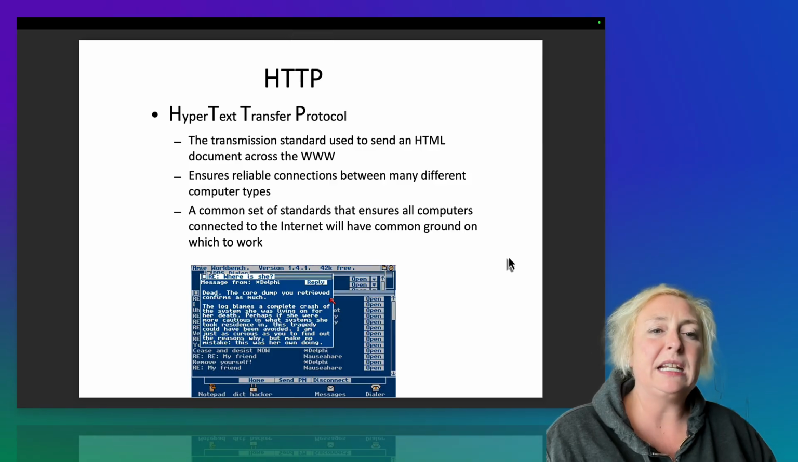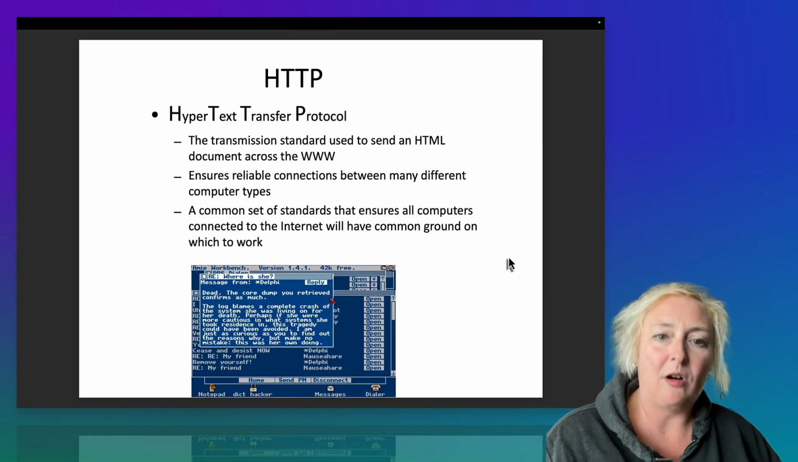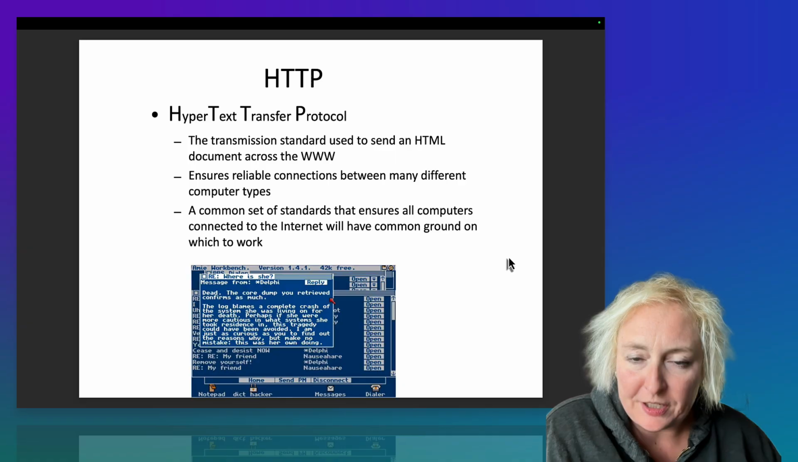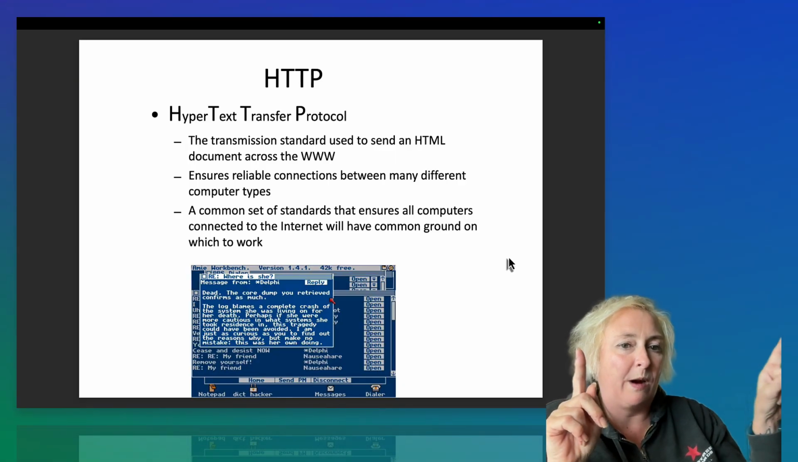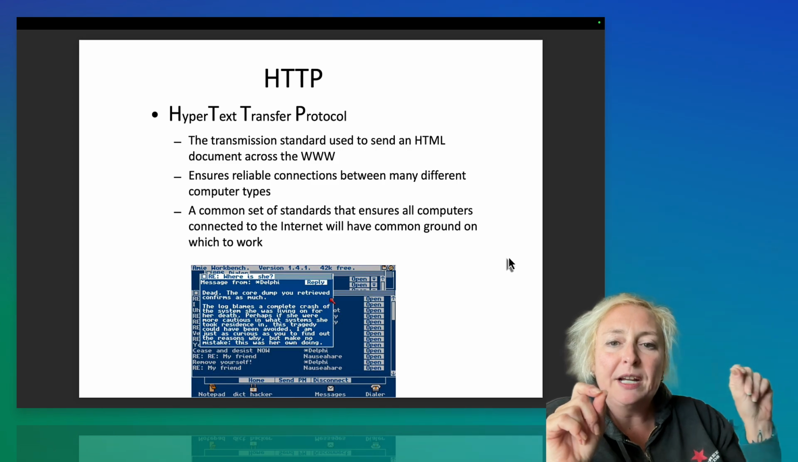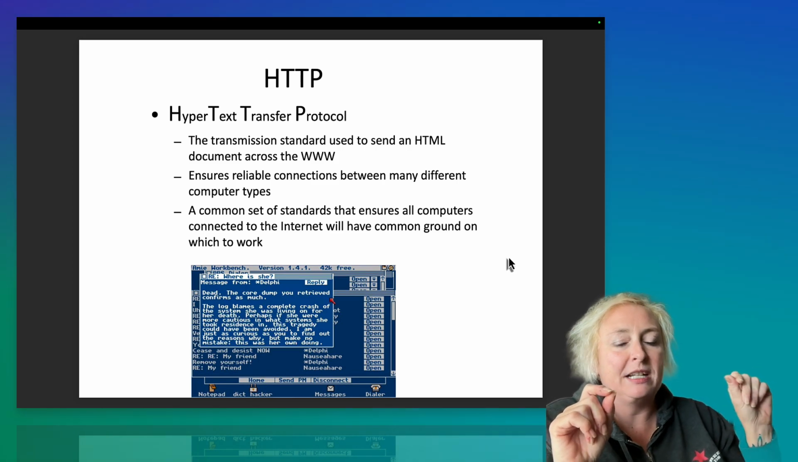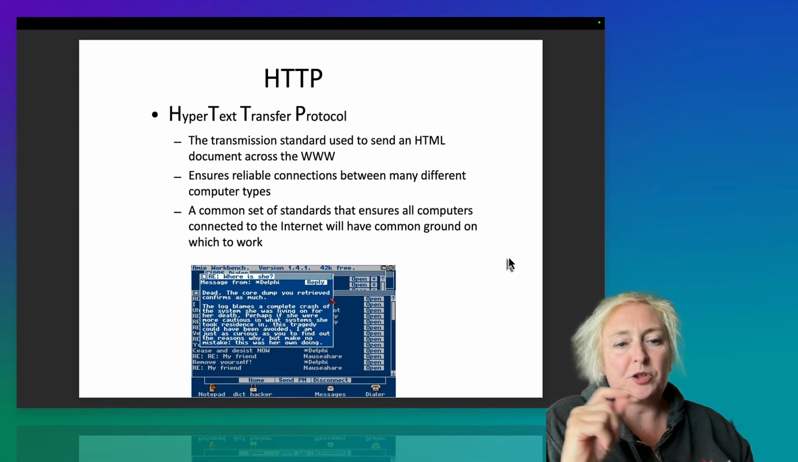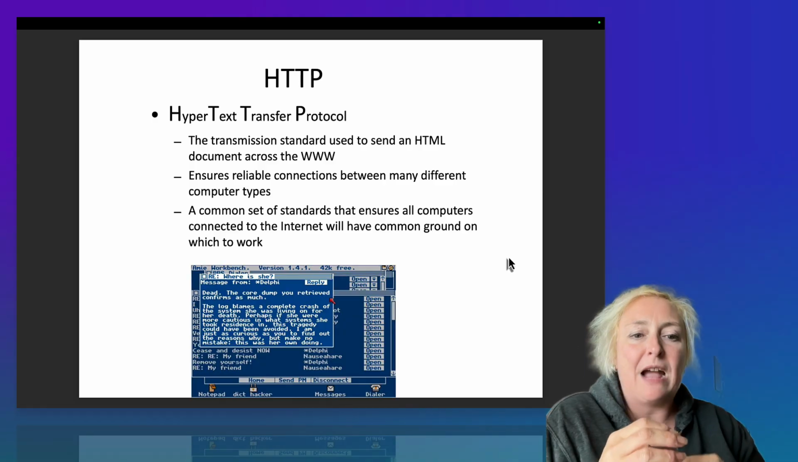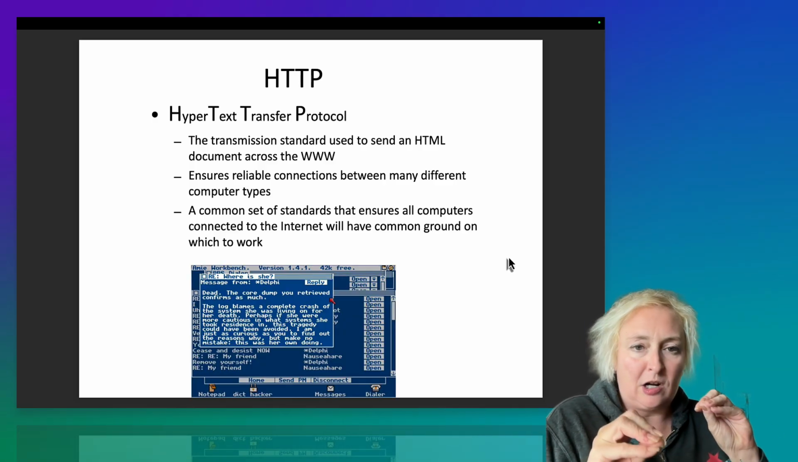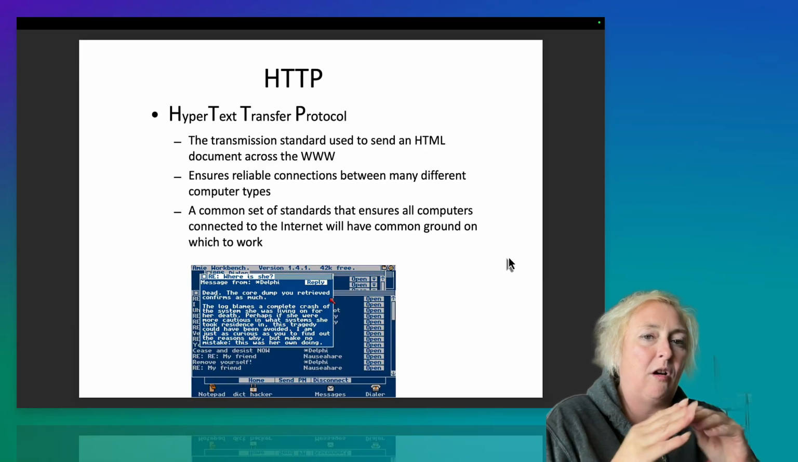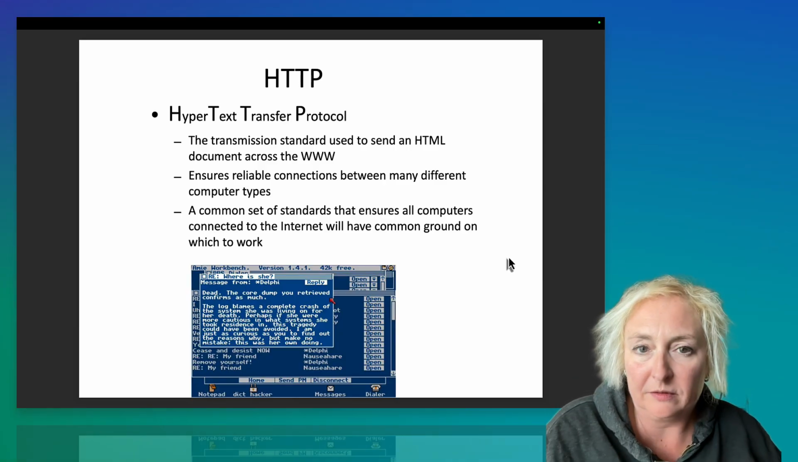So HTTP is the Hypertext Transfer Protocol. It's the transmission standard used to send an HTML document across the World Wide Web. It ensures reliable connections between many different computer types, and it was a common set of standards that ensured all computers connected to the internet would have a common ground to work with, a common address, a common transfer protocol. Everyone was on the same playing field.